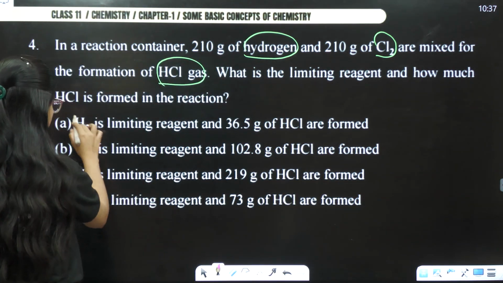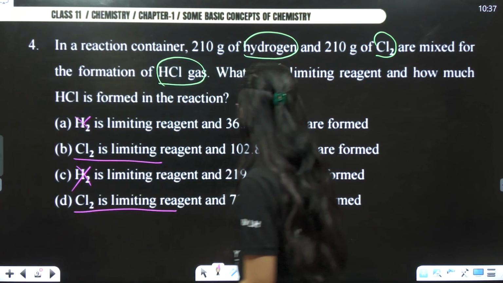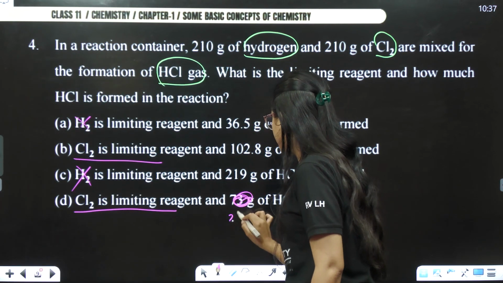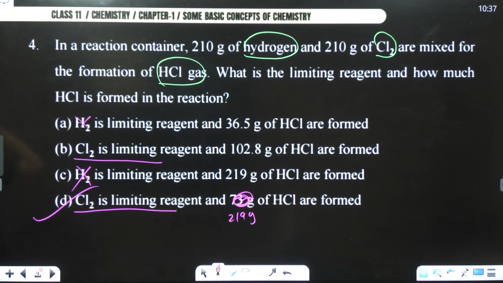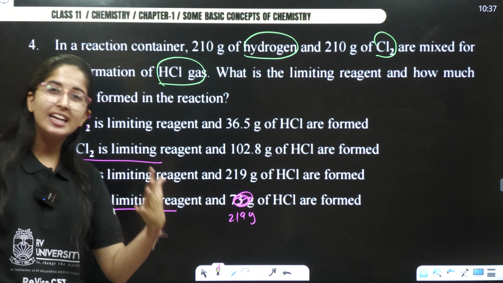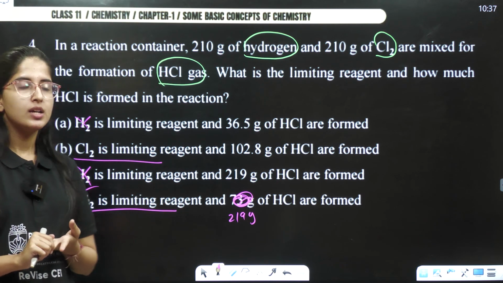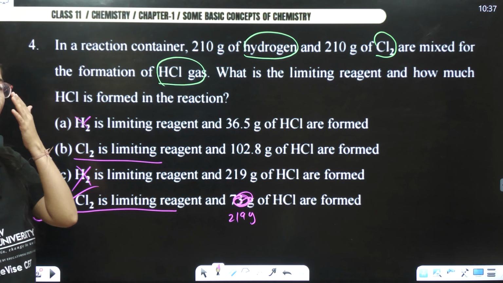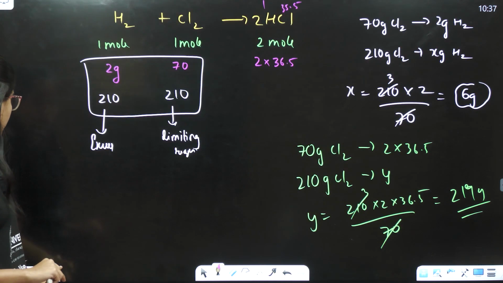So it is wrong. Chlorine is the limiting reagent, and the HCl formed will be, let me take, 219 grams here. Option number D will be your correct option. This same question you can also do in terms of the limiting reagent, using the POAC concept, the principle of atom conservation rule. It will be easier.